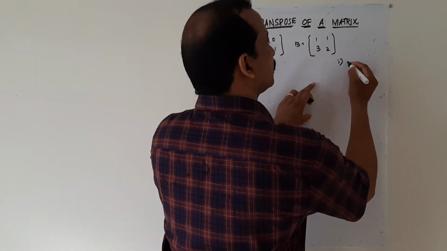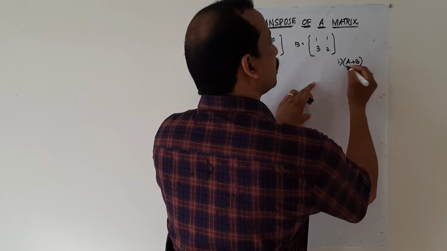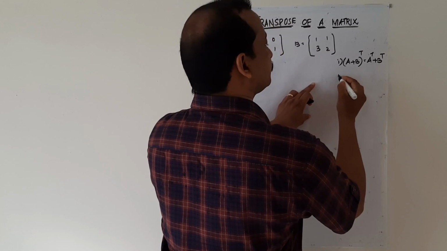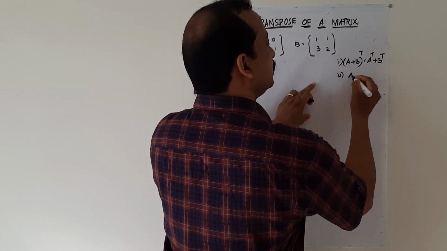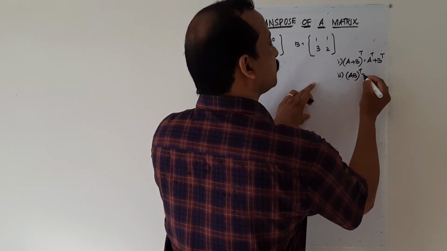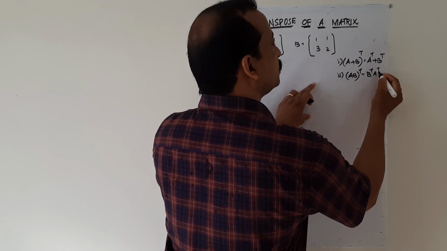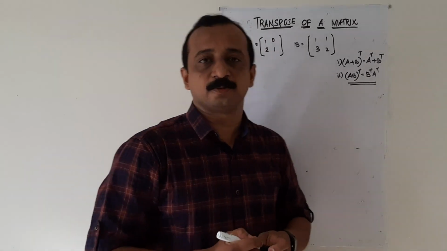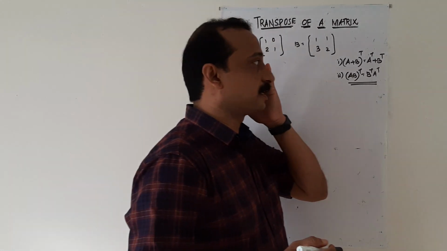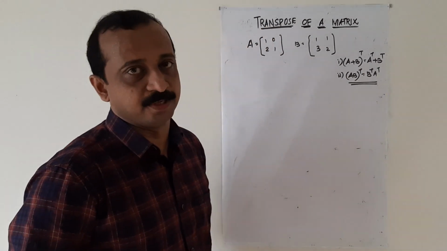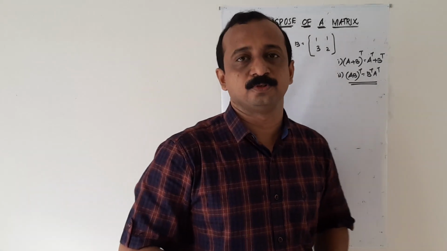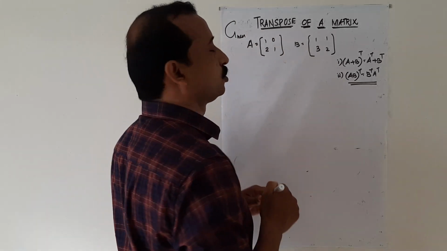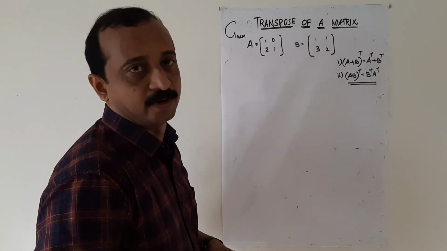Verify our first relation, (A plus B) the whole transpose equals A transpose plus B transpose, and the second property, (A into B) the whole transpose equals B transpose into A transpose. The main properties are (A plus B) transpose equals A transpose plus B transpose, and second, (AB) transpose equals B transpose into A transpose. Okay, here given A is equal to [1 0; 2 1] and B is equal to [1 1; 3 2].